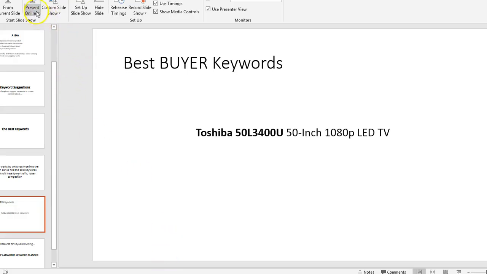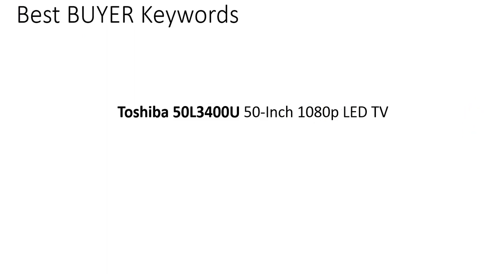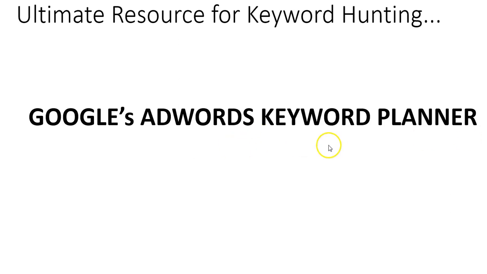So that said, you type in Toshiba 50L3400U 50-inch 1080p. This is very specific. So that's why if you can rank for this long tail keyword, then you stand a good chance of someone going through your website to buy this particular product. And that's what makes it the best buyer keyword. So the ultimate resource for keyword hunting is Google's own AdWords keyword planner tool.